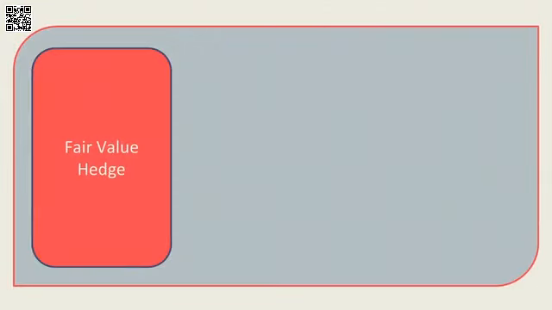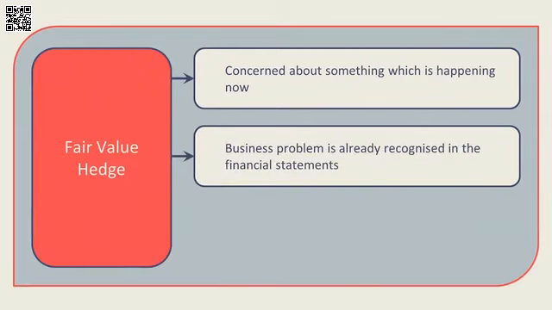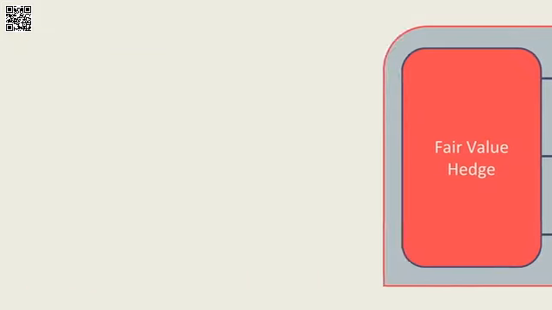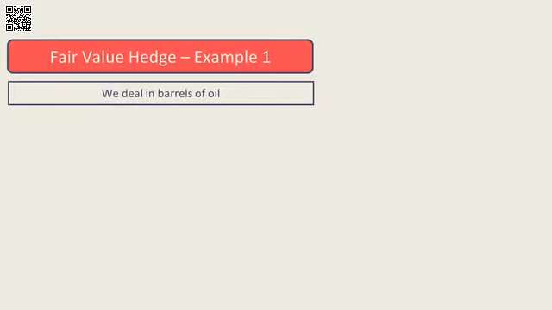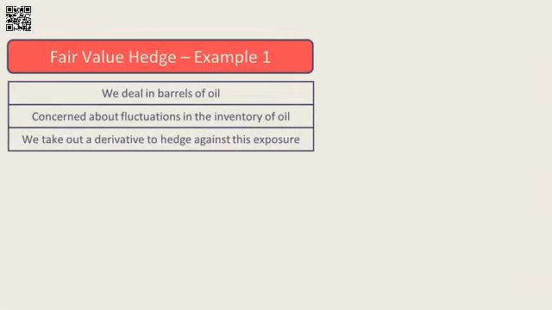So how does a fair value hedge differ from a cash flow hedge? Well, if a cash flow hedge is concerned about a future, then the fair value hedge is concerned about something which is happening now. In other words, our business problem is already recognized in the financial statements. For example, we could be concerned about fluctuations in the valuation of inventory. Now, let's imagine that we typically had barrels of oil and we were concerned about fluctuations in the value of the inventory of oil. We may take out a derivative to protect against those fluctuations.